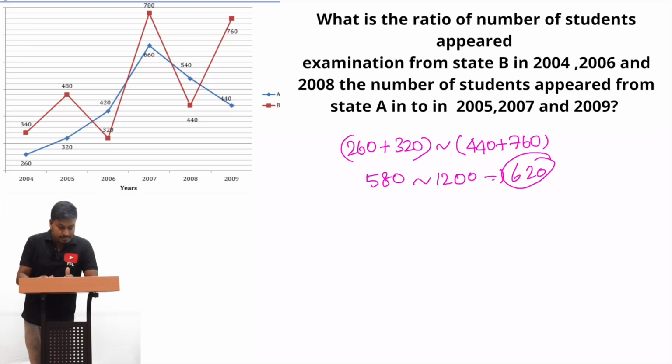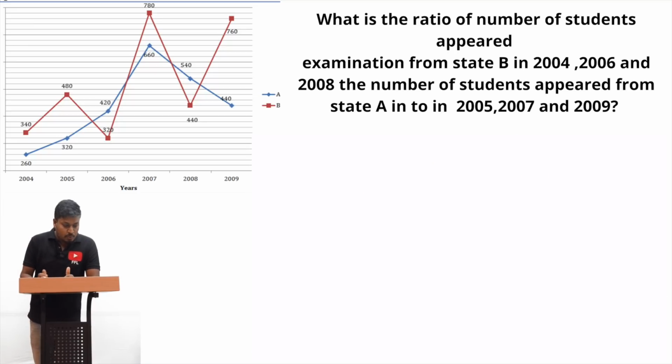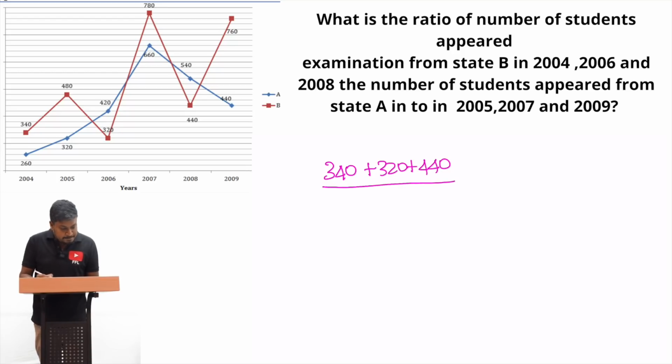Got it? Next question. What is the ratio of number of students appeared in the examination from state B in 2004? We need to find the ratio of state B to state A in the given years. So state B, you can see 340 according to the chart, and the second values for 2006 and 2008 are 320 and 440, divided by the second state A 2005: 320, 660 and 440.